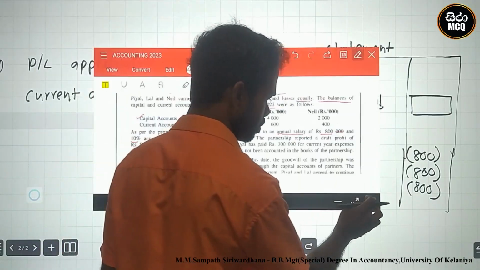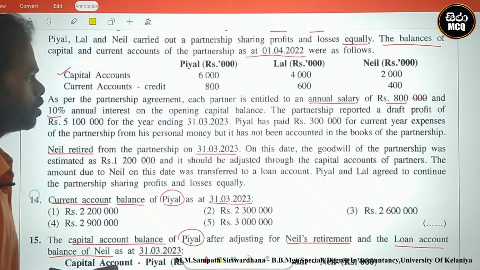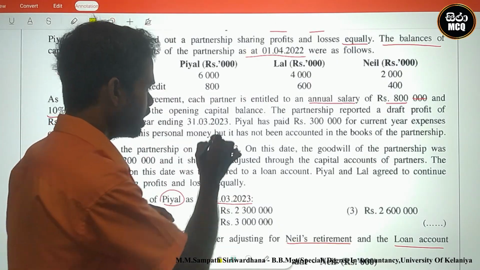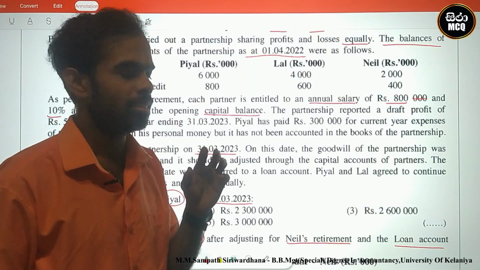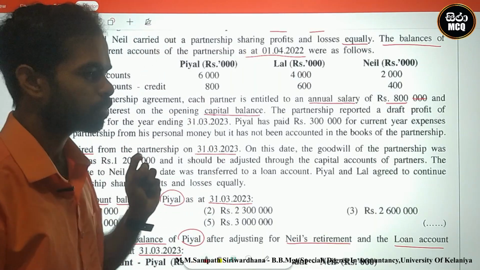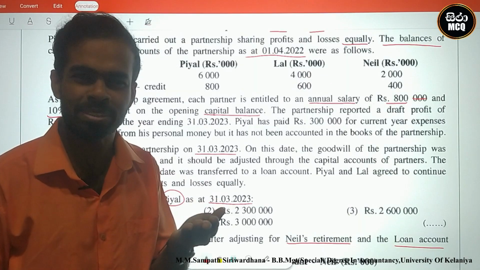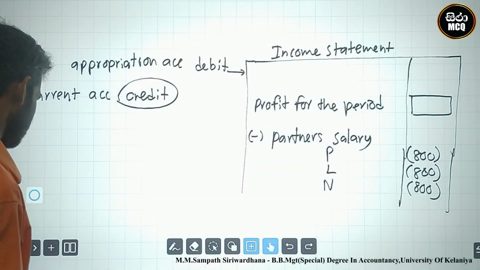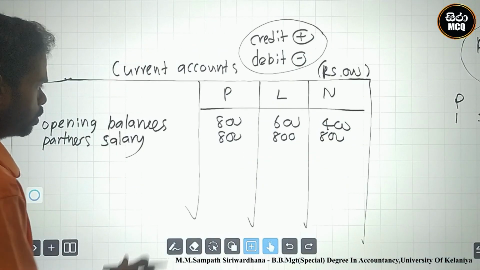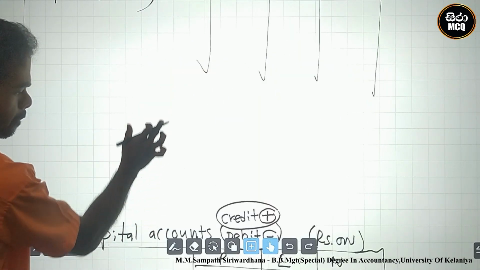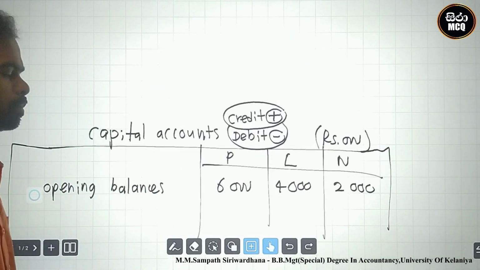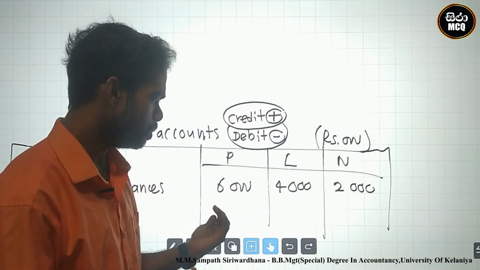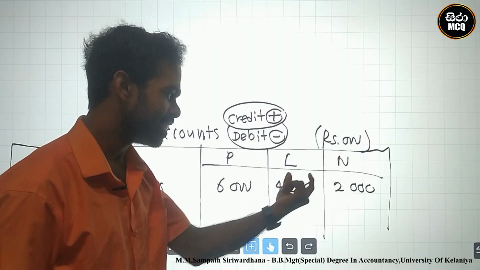There is interest on capital, no? They said, look here, 10% annual interest on opening capital balance. Okay, there is annual interest on capital. Opening balances. What are the opening balances of the capital accounts? 6,000, 4,000 and 2,000. 10% is 600, 400 and 200.